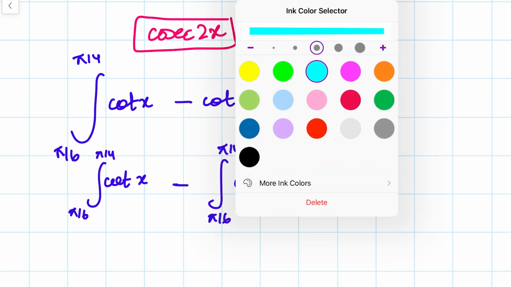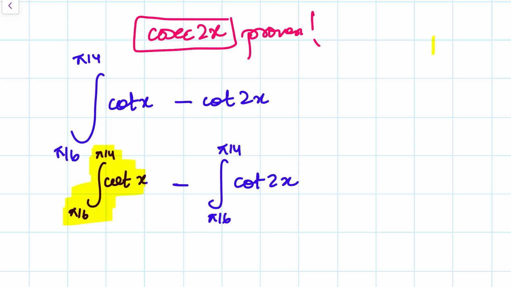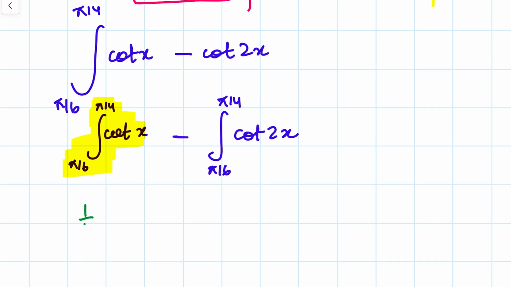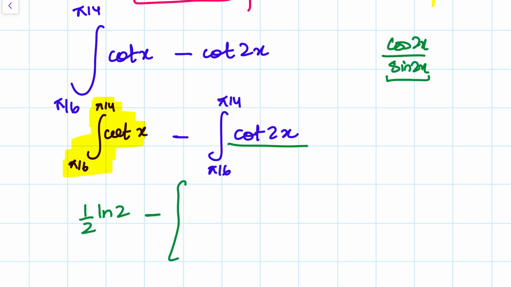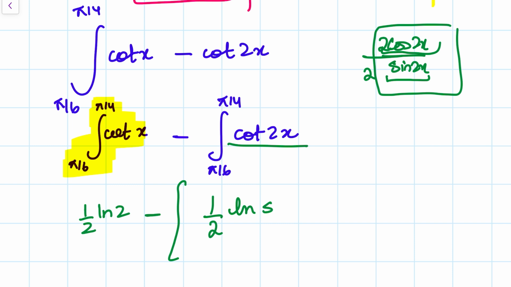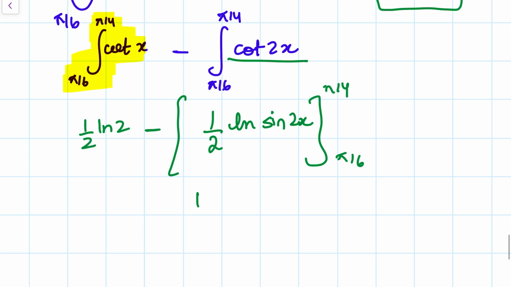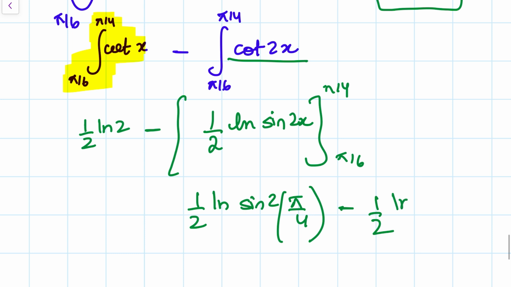We already have the answer of this part. We found it in the previous part, which is half ln 2. So we'll just use that. Now, what is cot? Cot is cos 2x upon sine 2x. The differential of sine is cos 2x multiplied by the differential of the angle, so we introduce a 2 in the denominator as well. This closes into half ln sine 2x with the same limits pi by 4 and pi by 6. Let's input the limits. Ln sine 2 pi by 4 minus half ln sine 2 pi by 6.